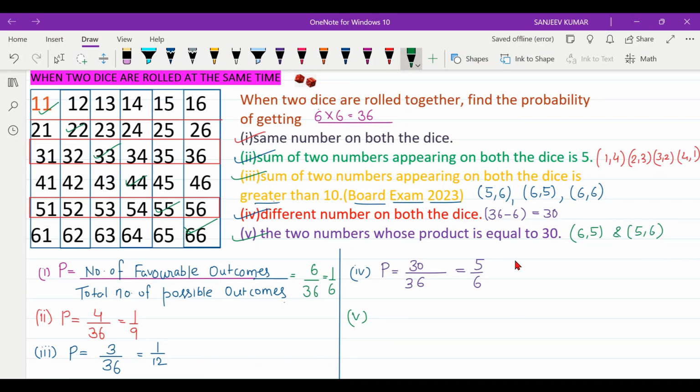Okay, so the probability P is equal to the total number of favorable outcomes, which is only 2 here, whose product is exactly equal to 30. So 6 into 5 and 5 into 6 only are possible, that is very clear. So it is 2 favorable outcomes, but the total number of possible outcomes is 36. So that is equal to 1 by 18.